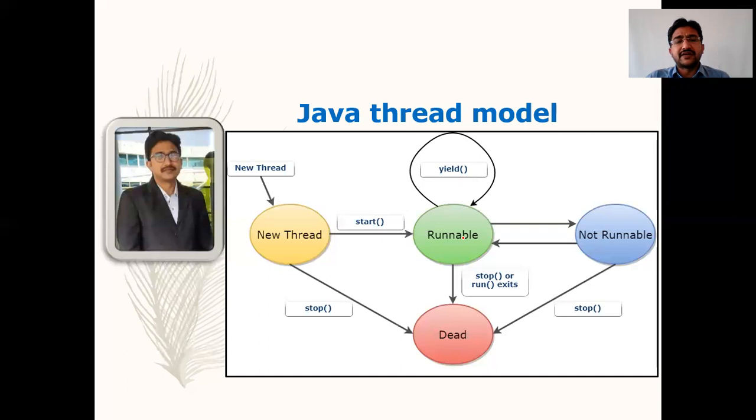In the runnable state, if you want to yield, that is, if you go again into the runnable state, we can use the yield method. If anything is disturbed in the runnable state, we can use the stop method, or when the run exits, we go to the dead state. And if anything is wrong, like a thread is not working properly, it goes to not runnable. Once it is done, to notify or resume it, it comes back from not runnable to runnable. So this is a simple structure of how it looks.